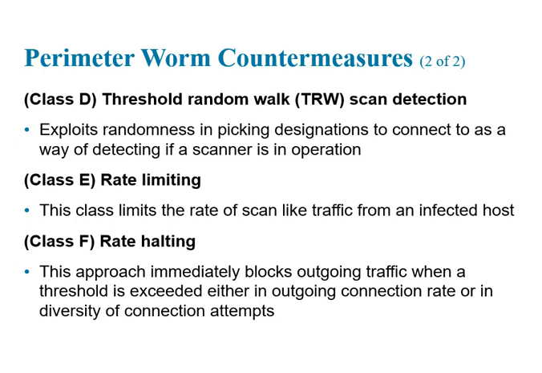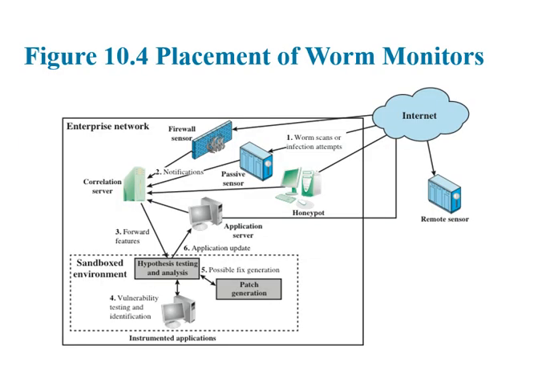So class F, for example, this approach immediately blocks outgoing traffic when a threshold is exceeded, either in outgoing connection rate or device connection attempt. They got some statistical measure so that they got a threshold value, and if that outgoing traffic exceeds it, they just block. It's considered abnormal traffic, then just block it.